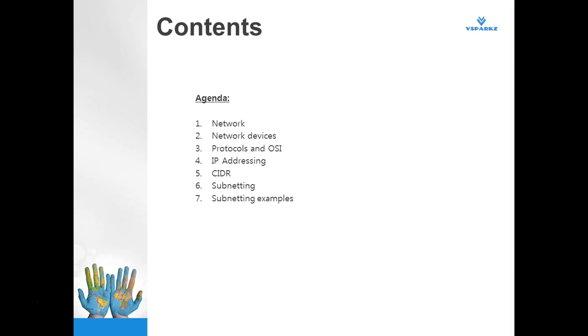Here are the contents of this video. You are going to learn what is a network, why you need a network, what is a network device, what are protocols, and OSI layers. What is an IP and IP addressing. And we are going to learn about CIDR, Classless Interdomain Routing. And at last, we are going to learn about subnetting with some examples.